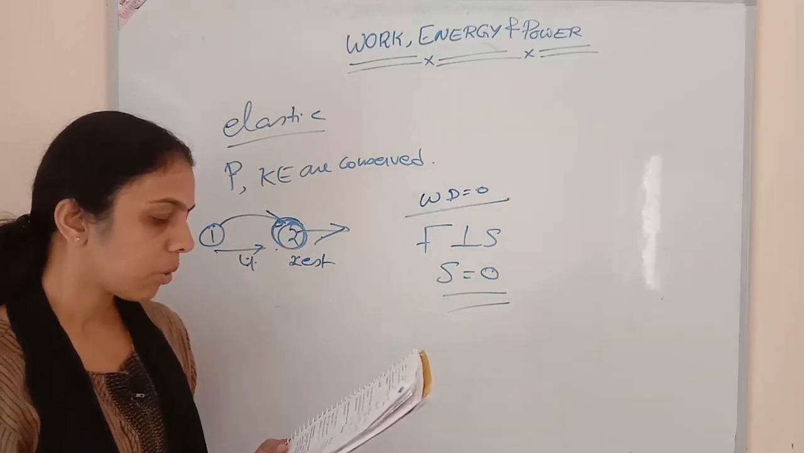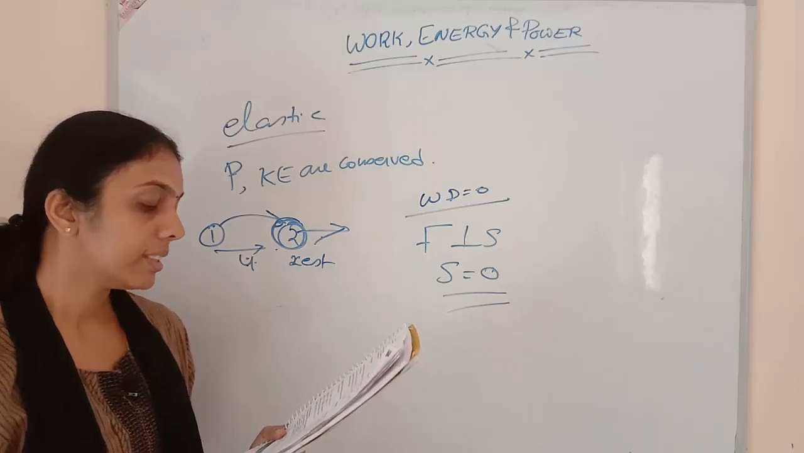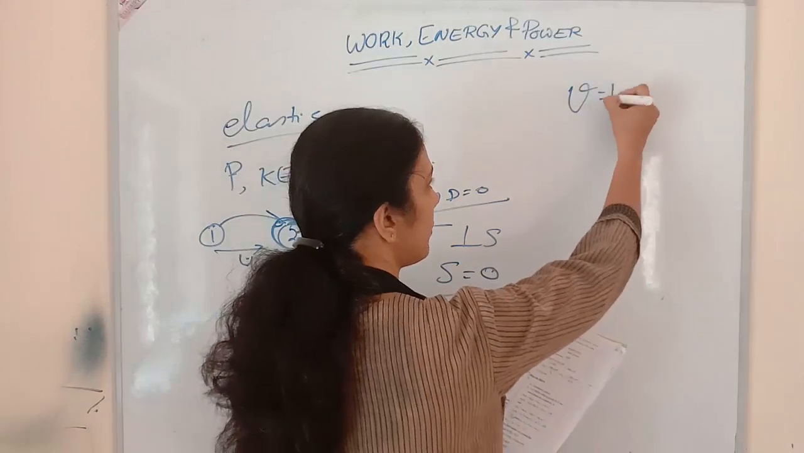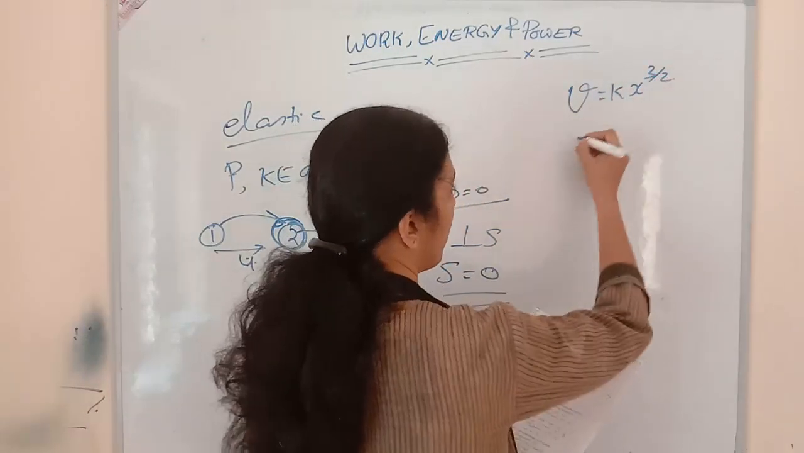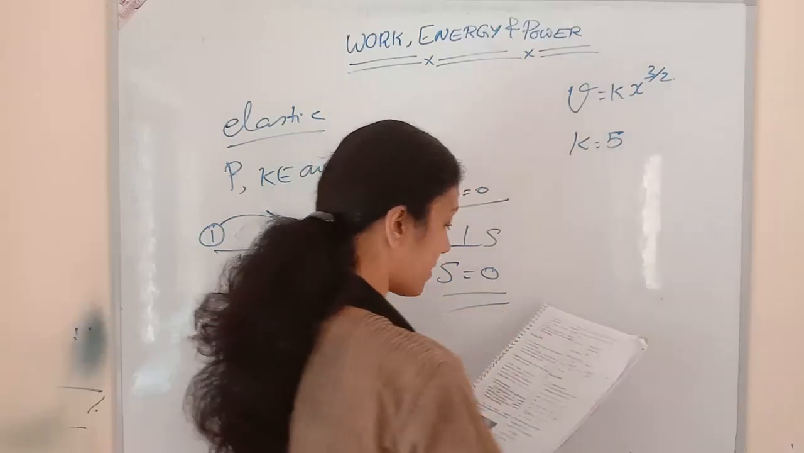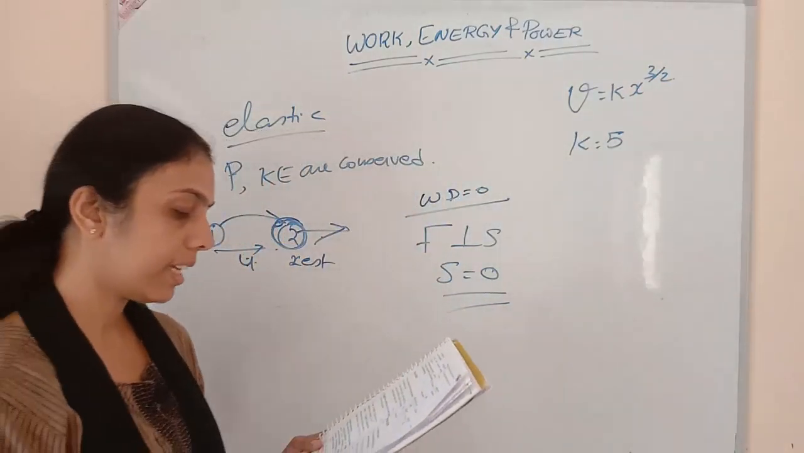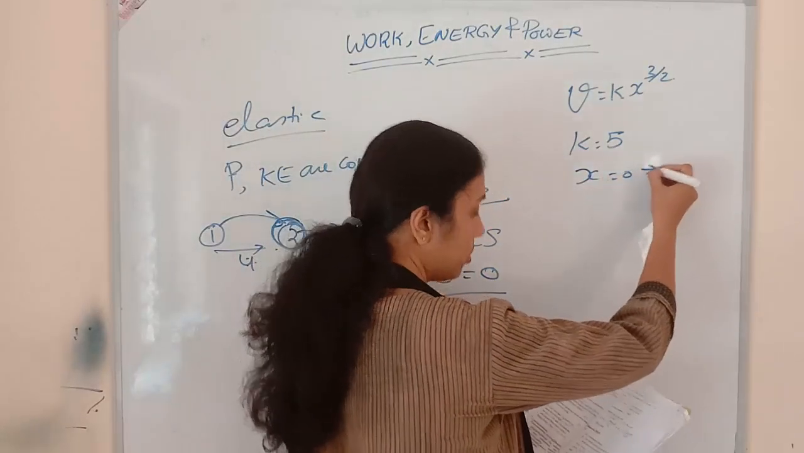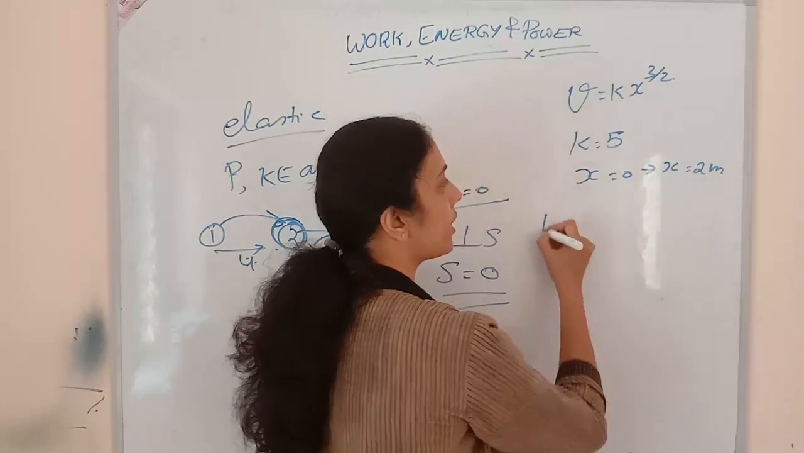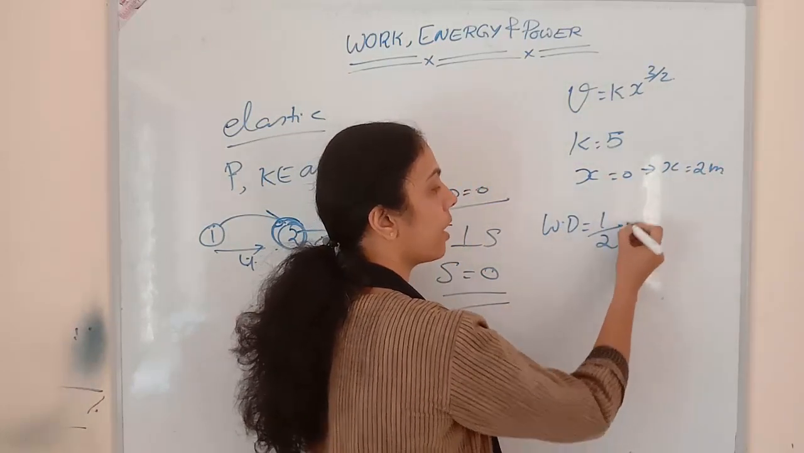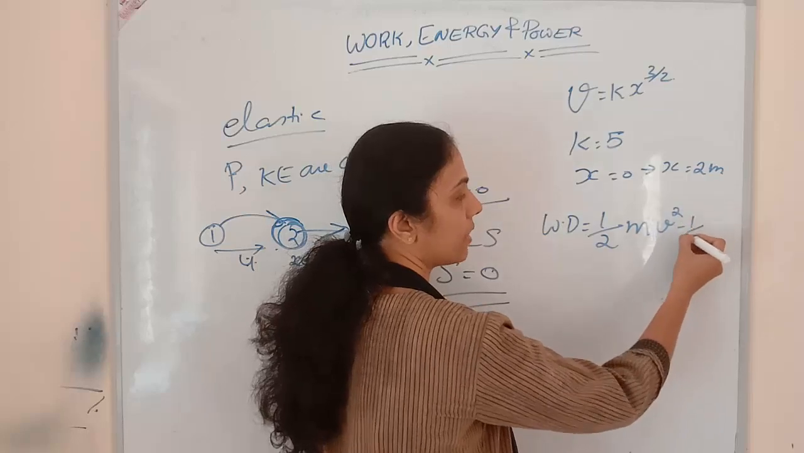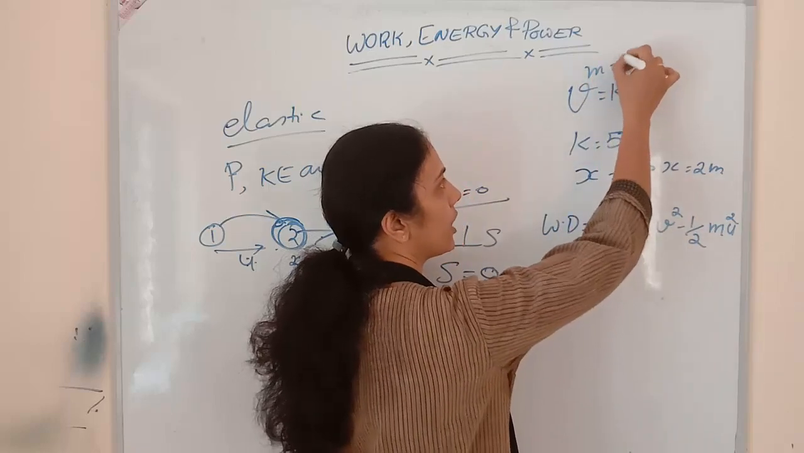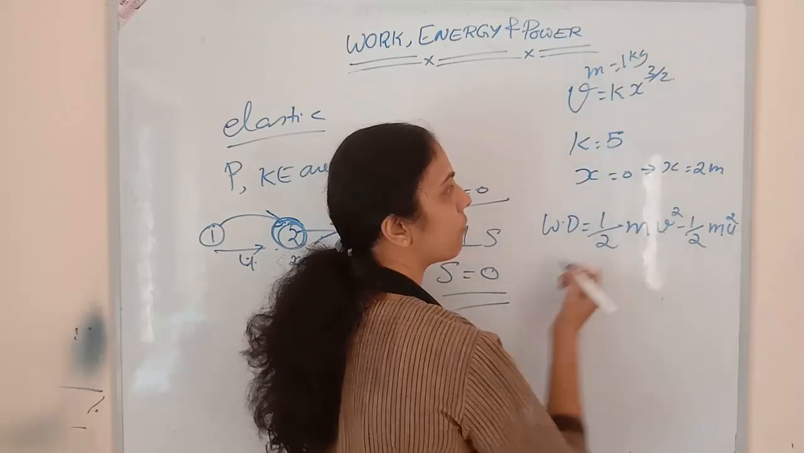Next question is: a body of mass 1 kilogram travels in a straight line with velocity v equals k x to the power 3 by 2, where k equals 5 SI units. Calculate the work done by the net force during its displacement from x equals 0 to x equals 2 meters. So we need to find the work done. We know the formula: the change in kinetic energy, that is half mv square minus half mu square. Mass is given as 1 kilogram. So first we need to find v and u.